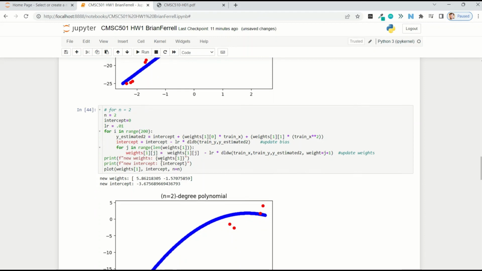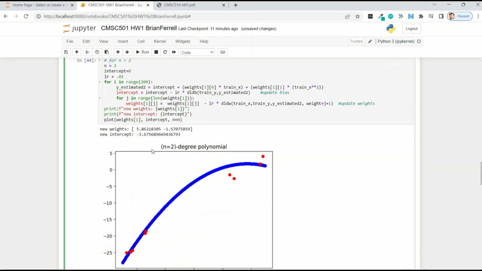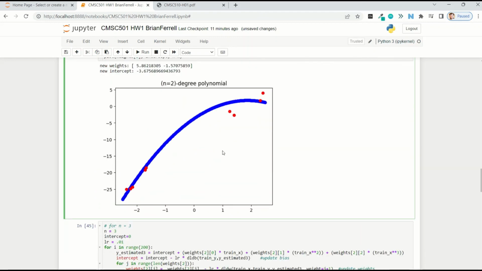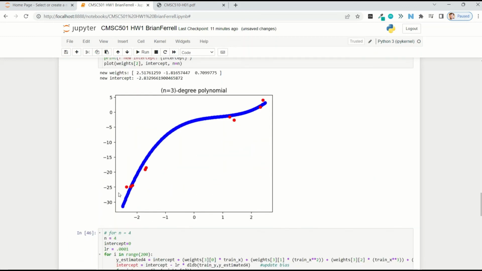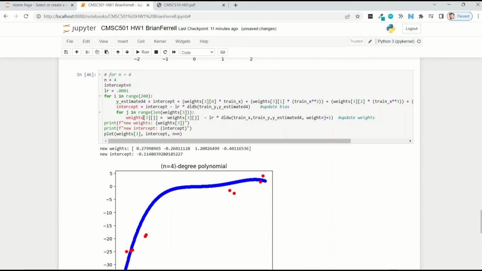But there are obviously packages out there that can do this a lot easier, and in the real world, your model won't look like this, but it's pretty cool to code and practice.